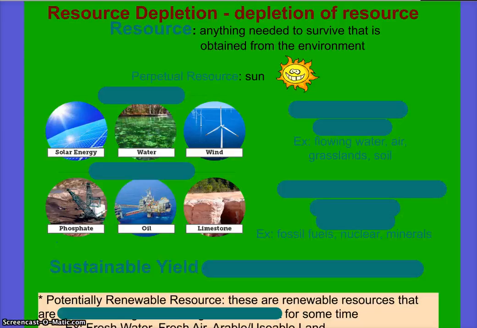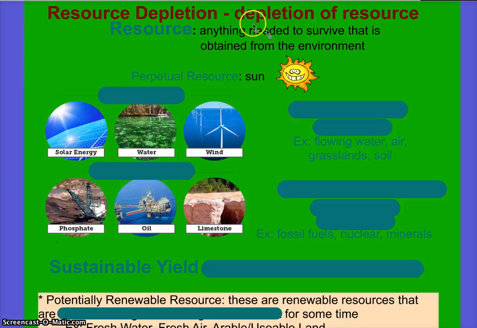All right, resource depletion. In order to talk about depleting of resources, we want to make sure we understand what resources are. We defined it yesterday: it's anything you need that you can get from your environment, starting with the sun. The sun has its own name, which is perpetual. But resources are generally broken down into 2 categories, except in AP Environmental, there's 4. What are the 2 categories? If you look at these pictures, you should be able to come up with an answer. Renewable and non-renewable. Good.